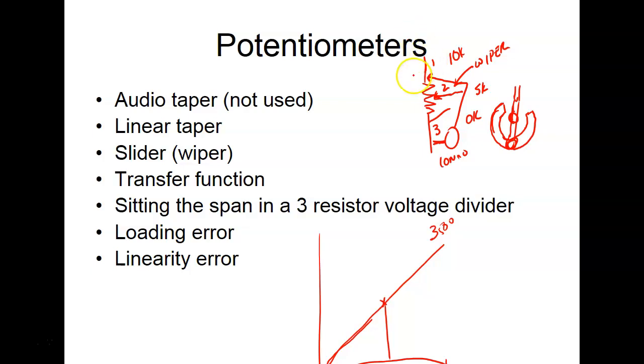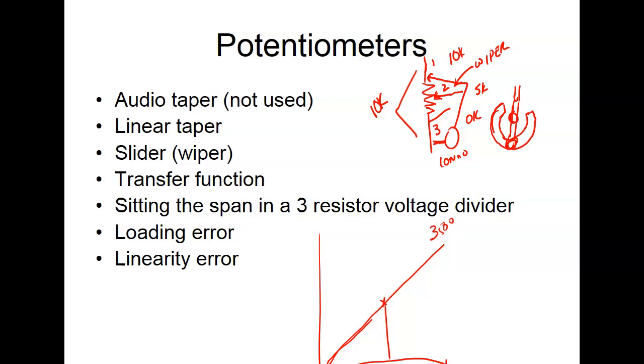Now, what you have to understand is that between 1 and 3 will always be what? The size of the pot. So the resistance between 1 and 3 never changes. Where the resistance changes is between 1 and 2 or 3 and 2, depending on which one you reference as a common.